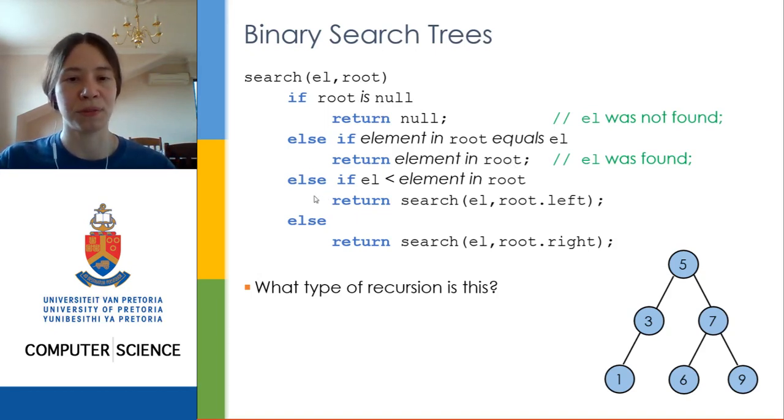Otherwise, do one of the following. If the element is less than the element stored in the current pointer, then go to the left of the current pointer. Otherwise, if it's larger, then go to the right of the current pointer. And either go left or go right until you meet one of the stopping criteria of this function. And I have already told you this is tail recursion because there are no further operations happening inside of the search tree, as you can see, after the recursive call has been made.